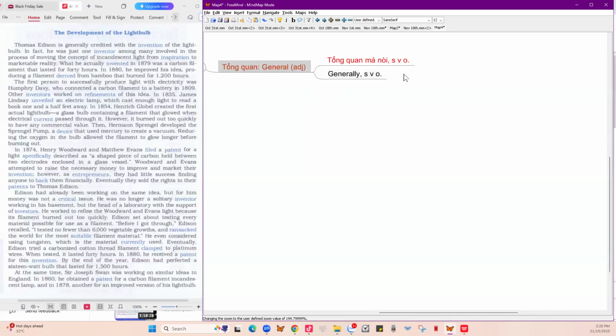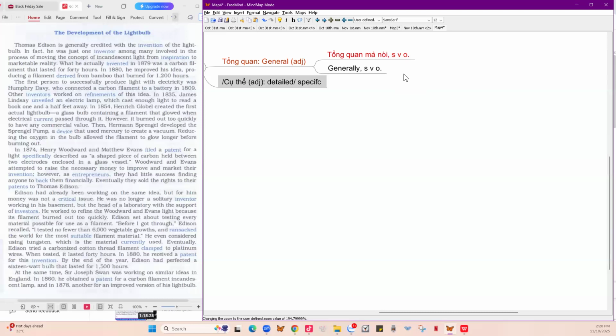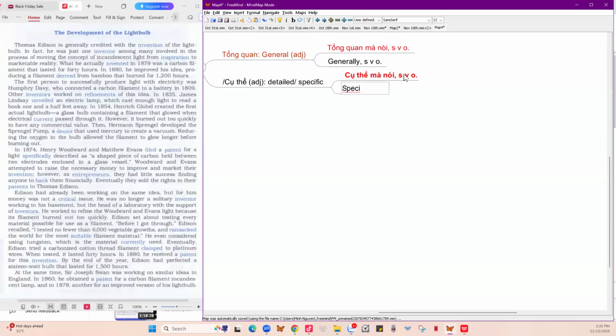So what about cụ thể? English, please. Show me the word, please. Detail. Cụ thể, we have the adjective detailed. So what is the word for us to use to begin a sentence? Instead of detailed, they use the word specific. Như vậy cụ thể mà nói, comma, then subject and verb. In English, we say "specifically," followed by the subject and verb. So let's go.